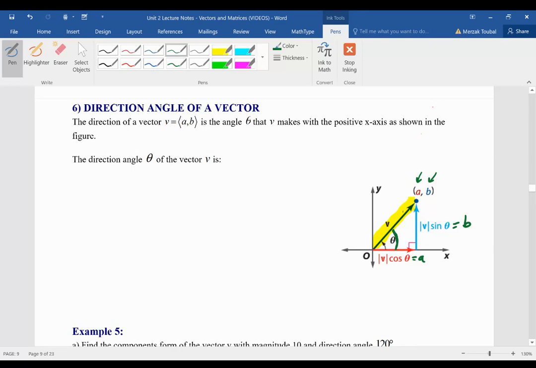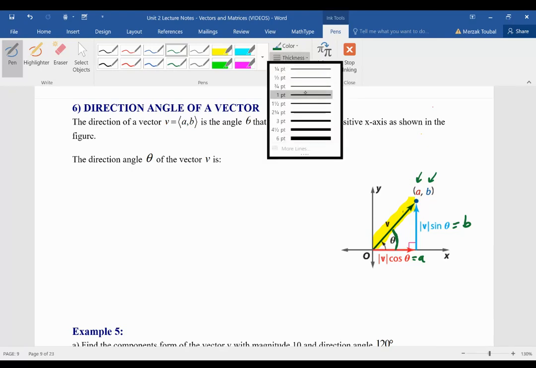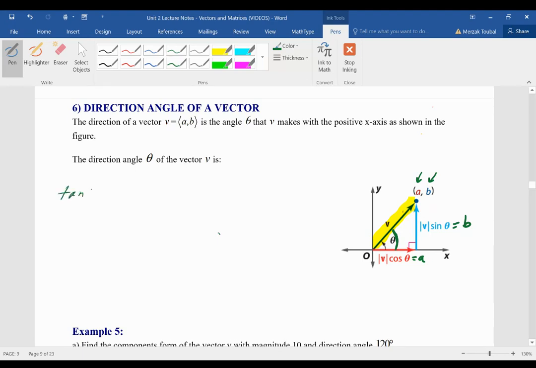Now, to find angle theta, we can use trig functions. We can use the tangent function. What do we know about the tangent of theta? Tangent of theta is the opposite over adjacent, which is b over a. And what is theta? Theta is the tangent inverse of b over a. So we can use this formula to find the angle of direction theta.